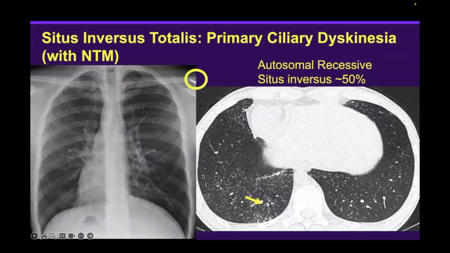Here's an example of situs inversus totalis, just emphasizing how we should pay attention to the marker as radiologists. Notice how the heart's on the right side, the liver on the left side, and there are centrilobular nodular opacities, particularly in the right side of the patient and also on the left, consistent with infectious bronchiolitis.